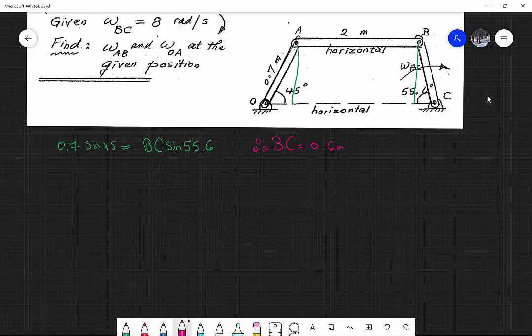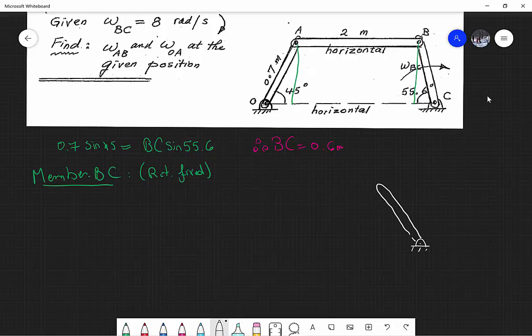The given was omega BC, 8 radian per second. Therefore we're going to start analyzing the member BC. Member BC is rotating around a fixed point, C. Therefore rotation about fixed axis. I'm writing here the keywords so I can remember the method that I'm going to use to solve this problem, rotation about fixed axis.